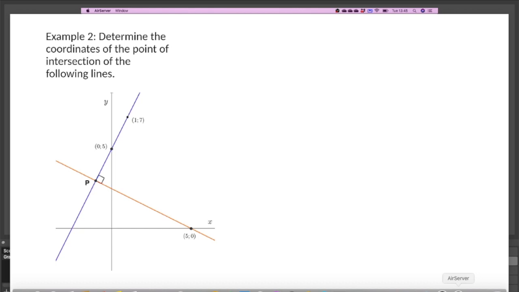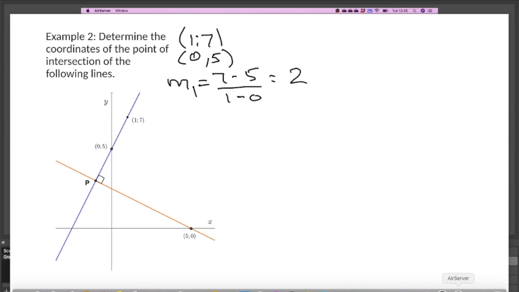So for the first line, the blue line, you will notice that line passes through (1, 7), and it also passes through (0, 5). So we can make use of that and find the gradient of the line. So let's call it m1. The gradient of the line will be 7 minus 5, that is y2 minus y1, divided by 1 minus 0, that is x2 minus x1, and that will give us an answer of 2. Right, so that is our gradient.